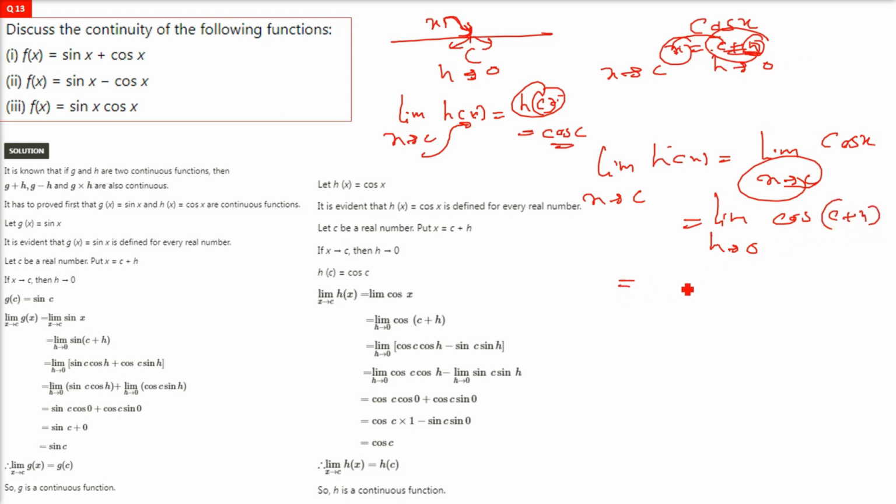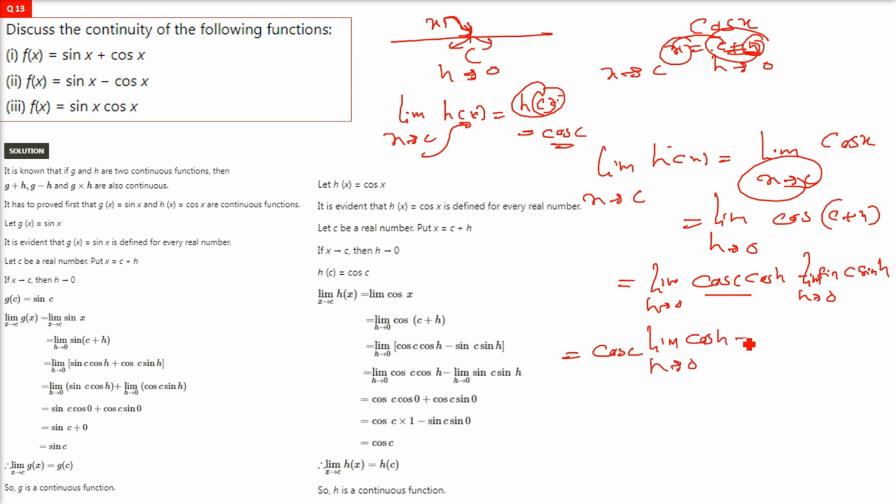The cos(a plus b) formula is cos a cos b minus sin a sin b. Now I'll apply the limits individually to both the terms. So cos c I am taking outside: limit h tends to 0 of cos h. And then we have minus, again take the constant sin c outside: limit h tends to 0 of sin h. Now cos 0 is 1, sin 0 is 0, so the whole second term will be 0.